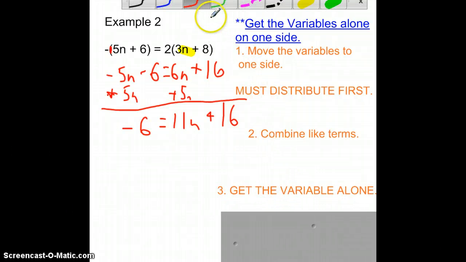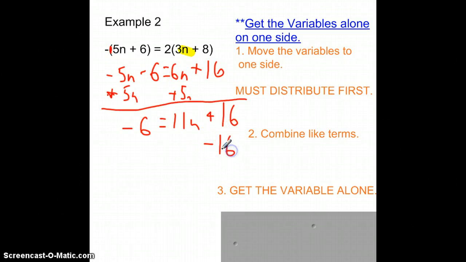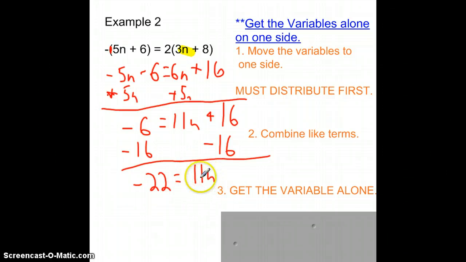Okay. So we move that 16 to the other side now. Minus 16, minus 16. Here it cancels out, positive 16, negative 16. Negative 6, negative 16, same signs. Combine them, keep the sign. Negative 22 equals 11n. 11 times n. We're doing multiplication. In order to get that n alone, we'll divide by 11.